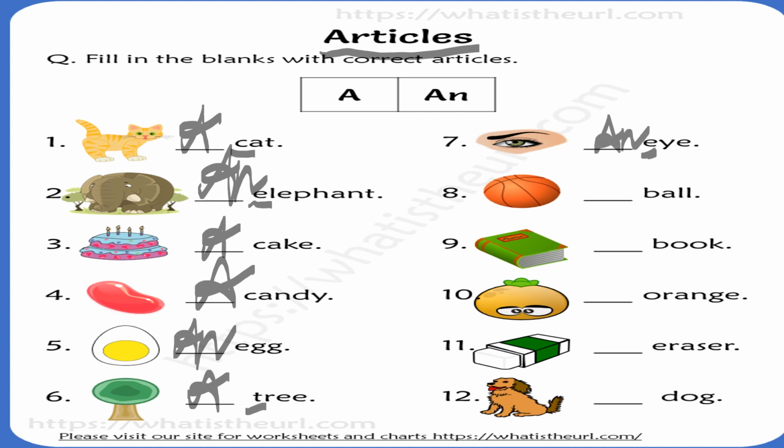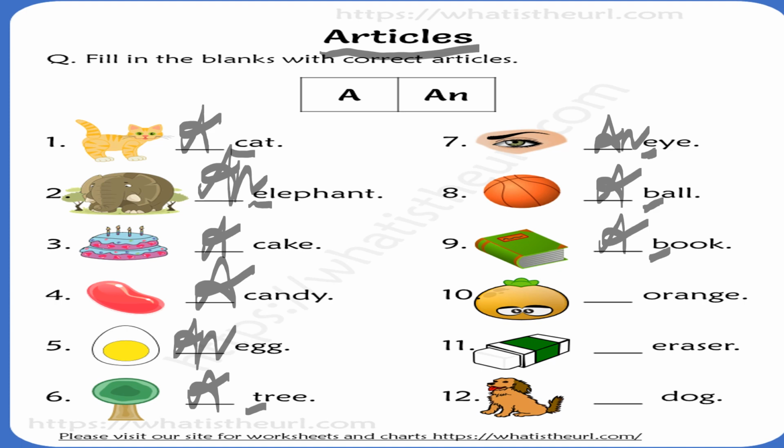Next, ball. B says B, and B is a consonant. And here we are talking about a single ball, one ball. So what are we supposed to write here? A ball. Next, a book. We are talking about one book. And what is the initial alphabet of this word? It is B. So B is a consonant. So that's why we will write a book.